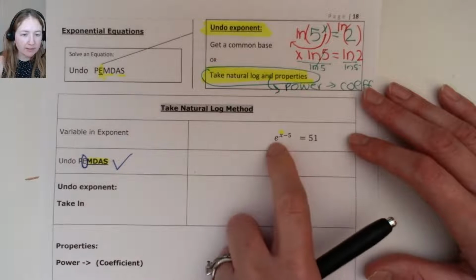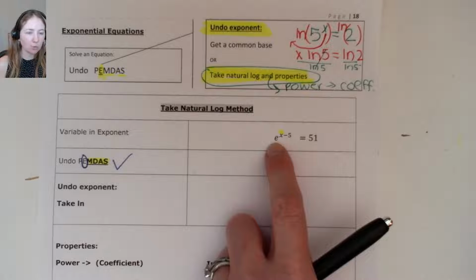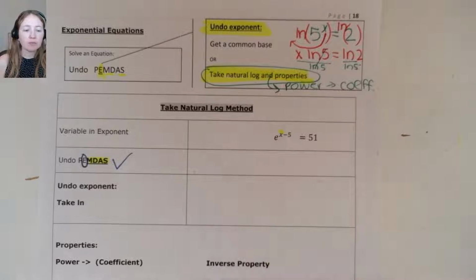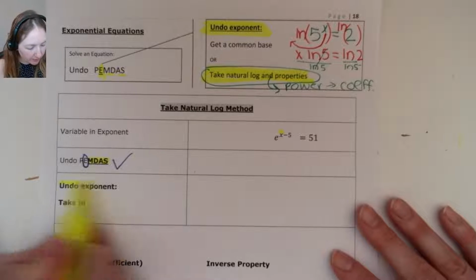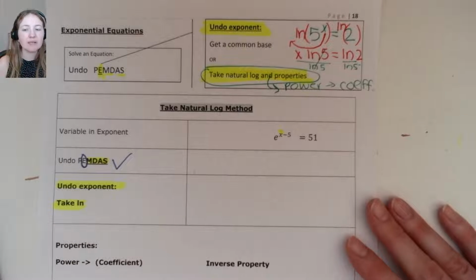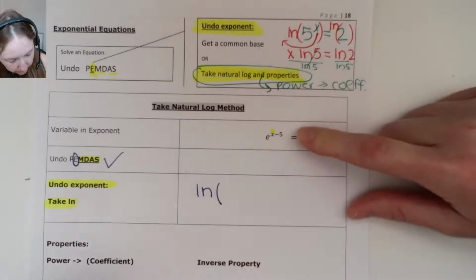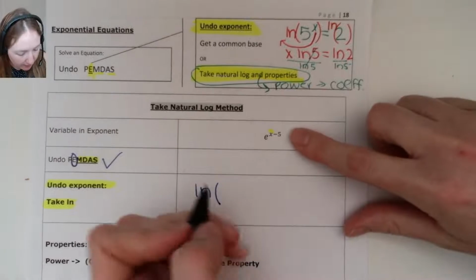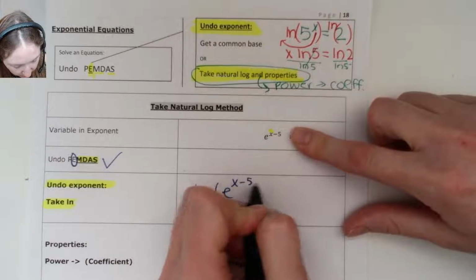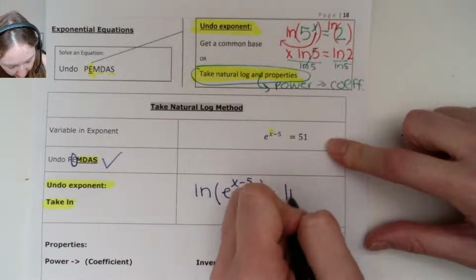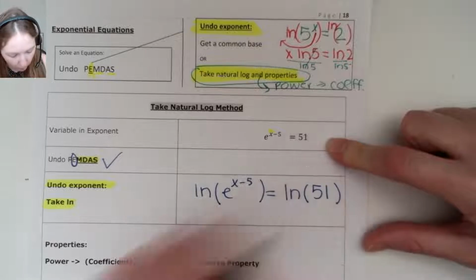Now, if you look at e, remember e is your 2.718 number, that is not going to get a common base with 51. So that means that to undo the exponent here, we are going to take the natural log of both sides. So this is going to look like natural log, and we put a big parenthesis around this, e to the x minus 5 equals natural log of 51.